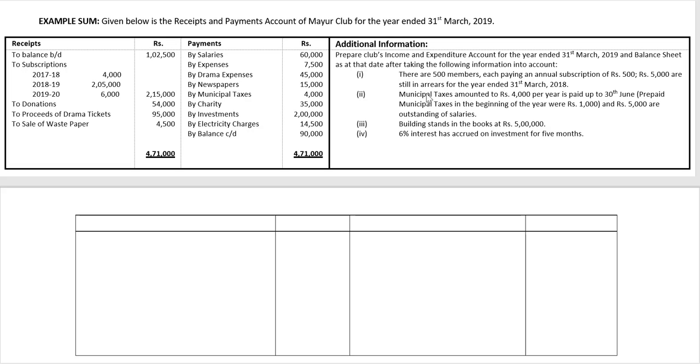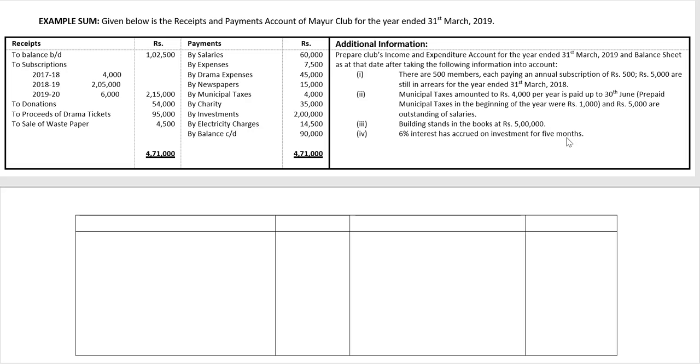The first point, there are 500 members, each paying an annual subscription of Rs 500. Rs 5,000 are still in arrears for the year ended 31st March 2018. Second point, municipal taxes amounted to Rs 4,000 per year is paid up to 30th June. Prepaid municipal taxes in the beginning of the year were Rs 1,000 and Rs 5,000 are outstanding for salaries. Third point, building stands in the books at Rs 5 lakh. Final point, 6% interest has accrued on investments for 5 months.